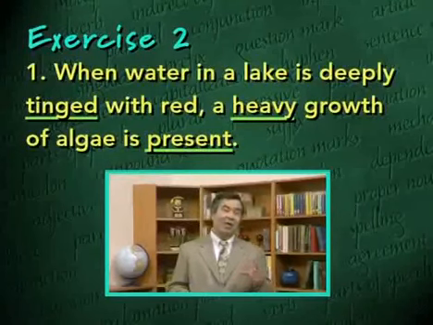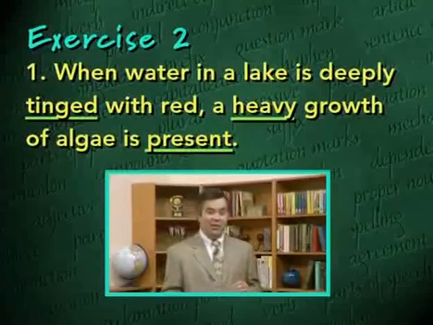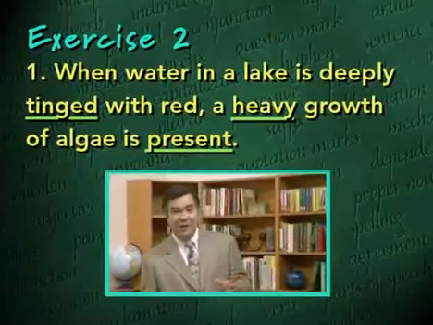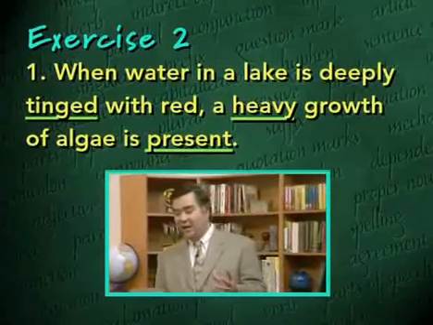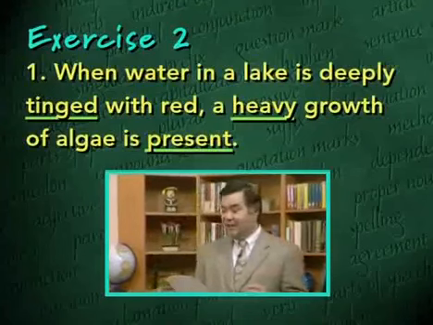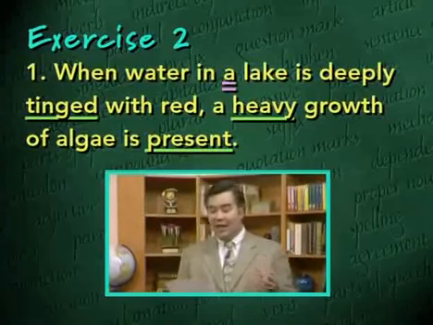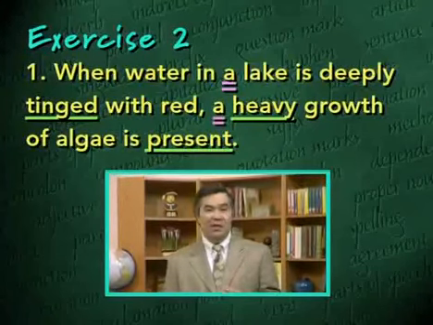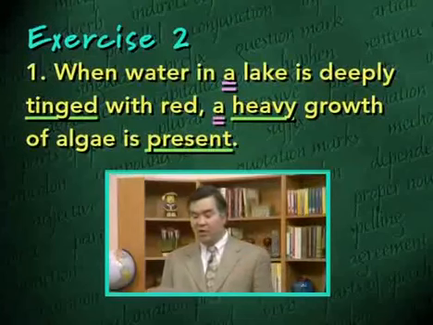Remember that the same word can be used as more than one part of speech, depending on how it's used in the sentence. What about articles? Those are easy to recognize because there are just three words that can be articles, a, an, and the. And in this sentence we have the word a appearing twice. When water in a lake is deeply tinged with red, a heavy growth of algae is present. So a appears twice in this sentence, and those are the two articles.